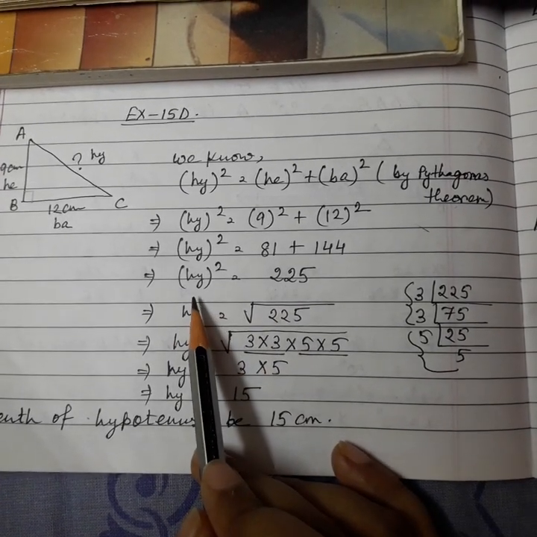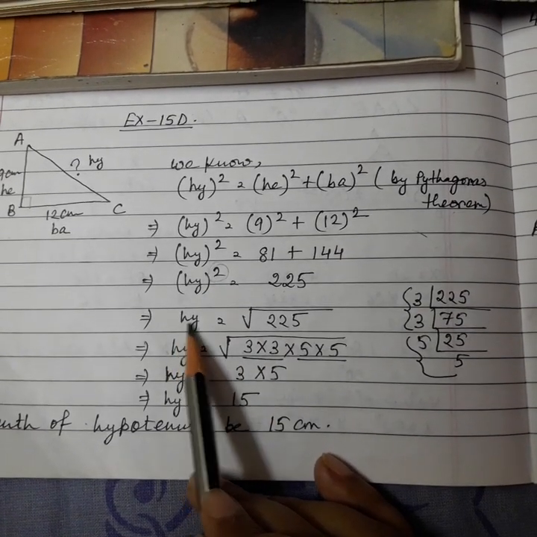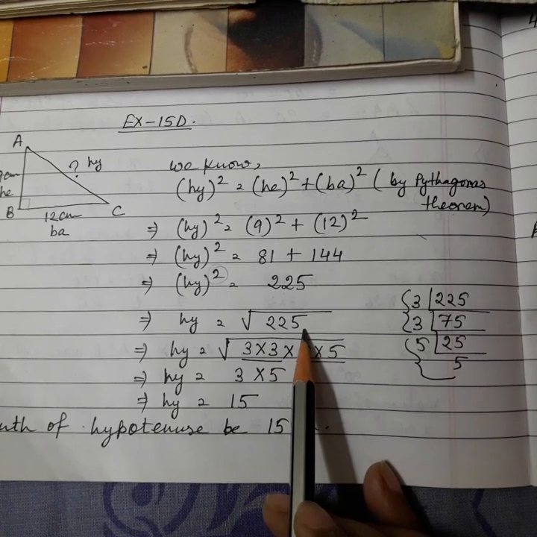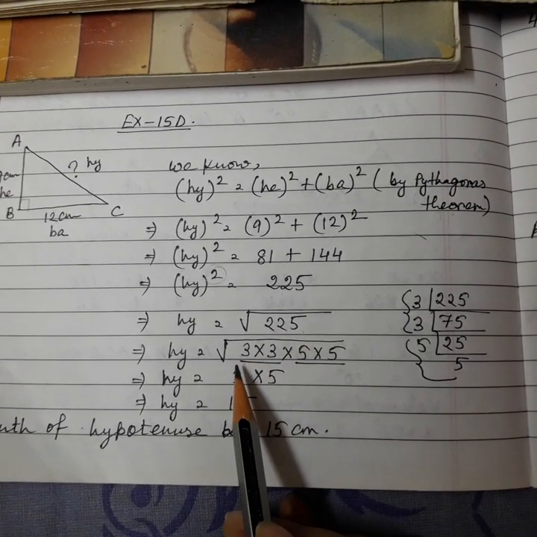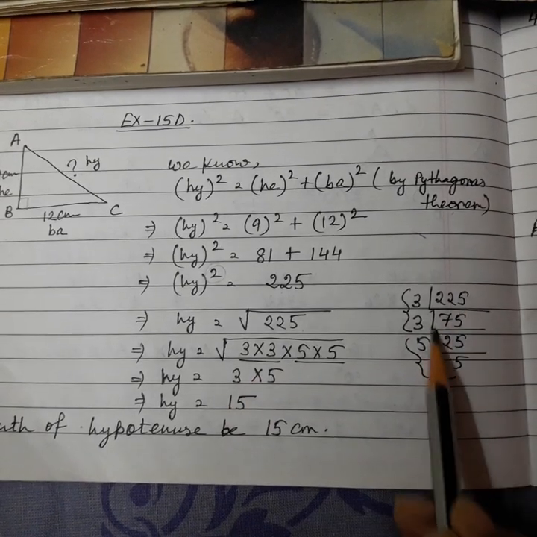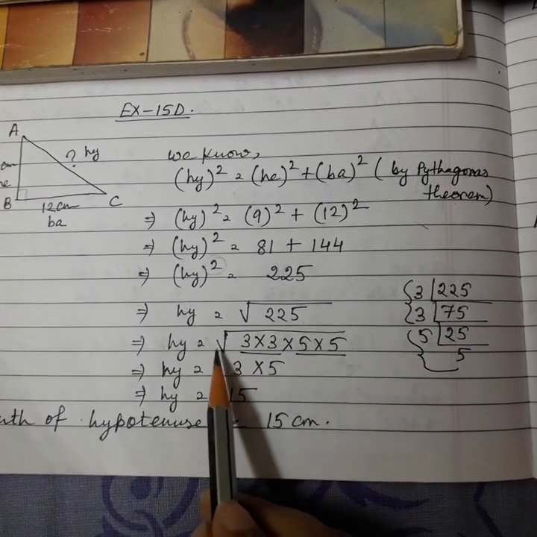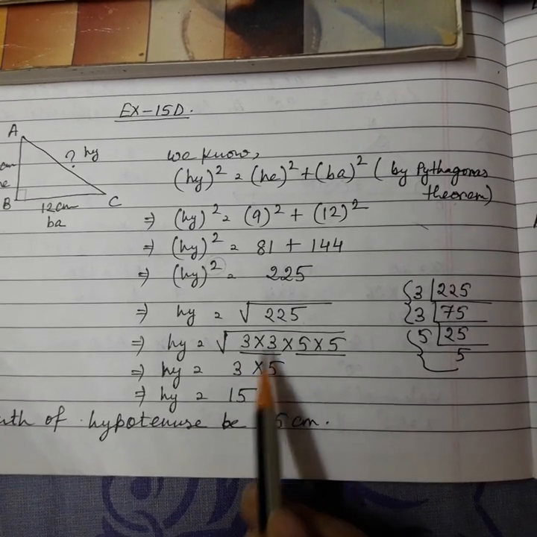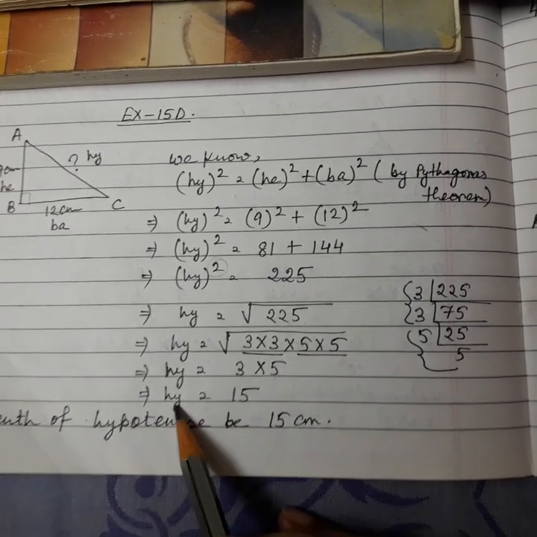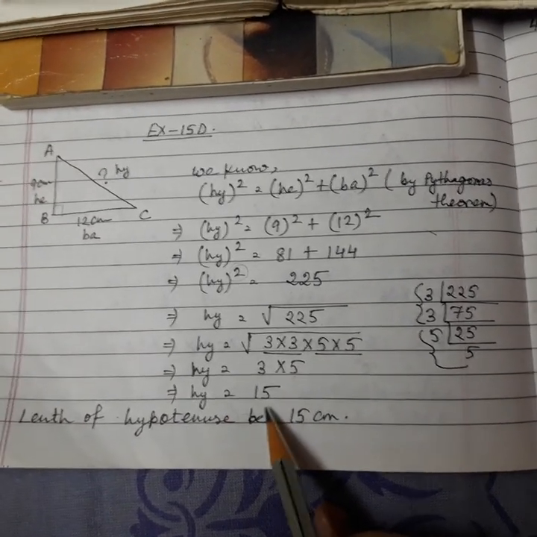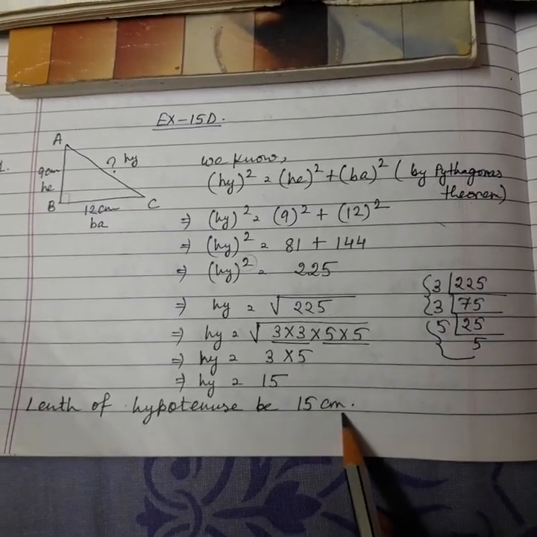You have to find hypotenuse. So this square we have to eliminate. So how we will eliminate? Hypotenuse equal to square root of this. Square root of any number, how you have to eliminate, you know. We have to do the LCM, and then from two same numbers we have to take one number. So square root of this one, from 3 we have taken 3, and from 5 we have taken 5, so 15. So hypotenuse equal to 15 centimeter. So answer will be length of the hypotenuse be 15 centimeter.